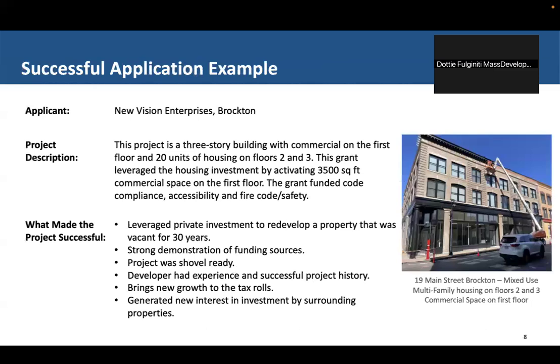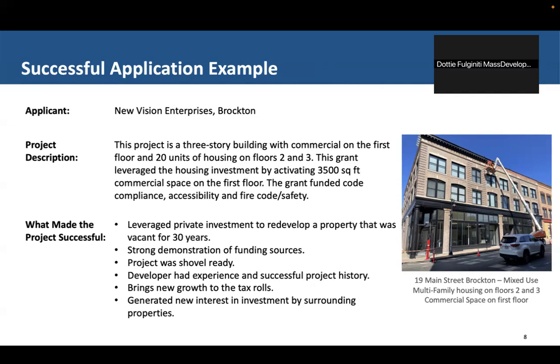Here's an example of a successful grant. The applicant was New Vision Enterprises in downtown Brockton. The project is a 3-story building with commercial on the first floor and 20 units of housing on floors 2 and 3. This grant leveraged the housing investment by activating 3,500 square feet of commercial space on the first floor. The grant funded code compliance, accessibility, and fire code safety.